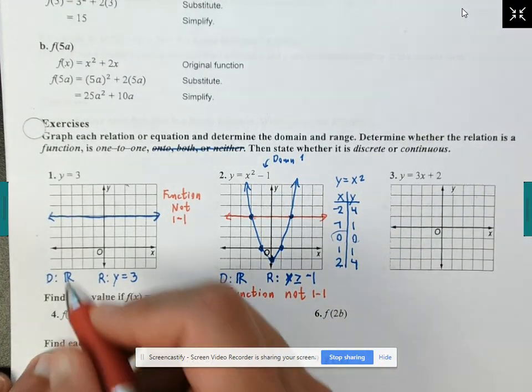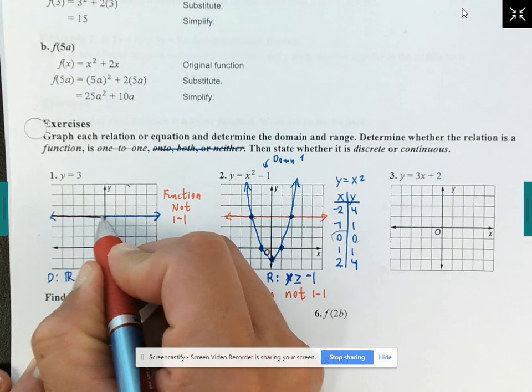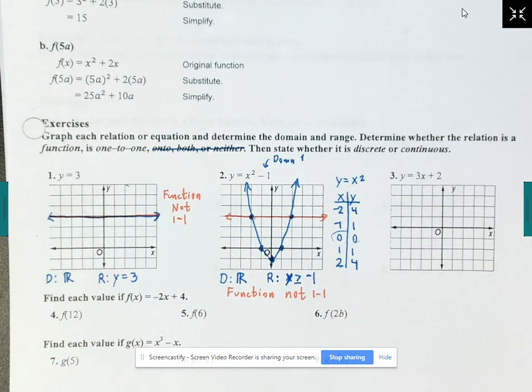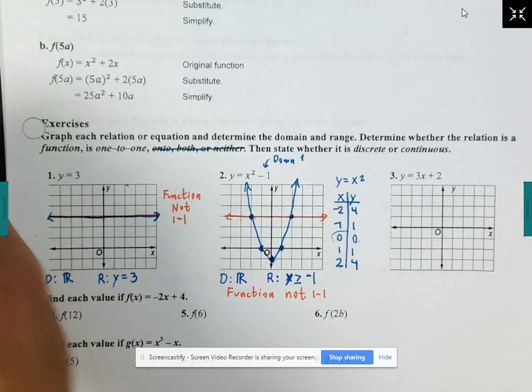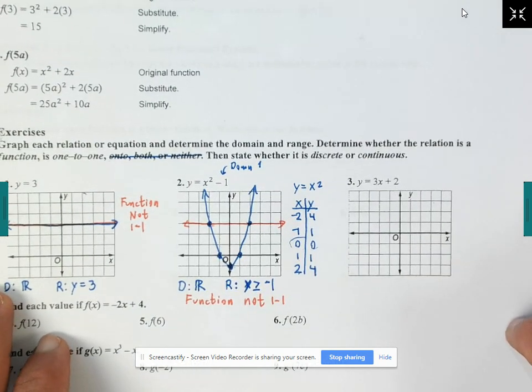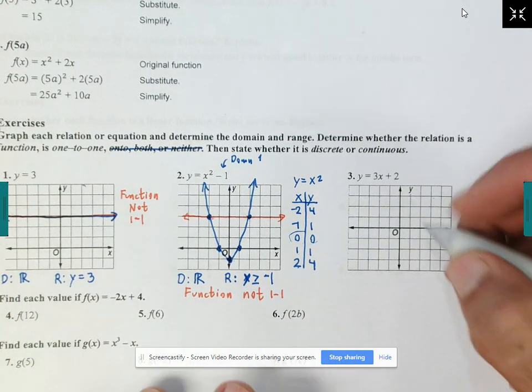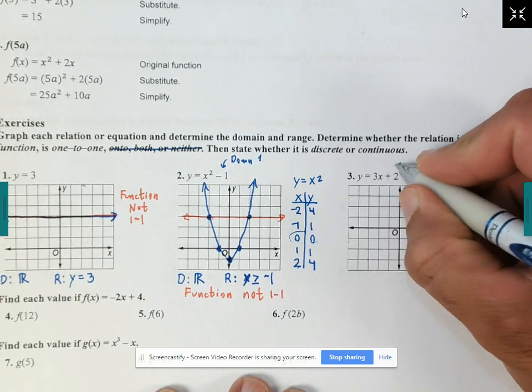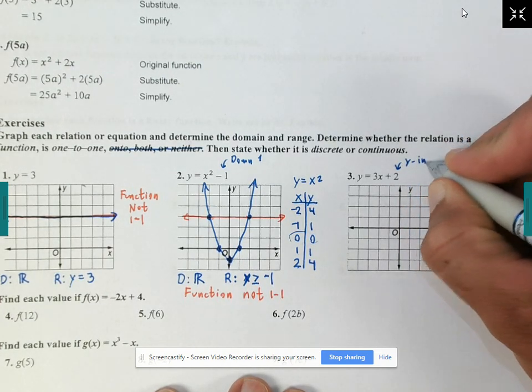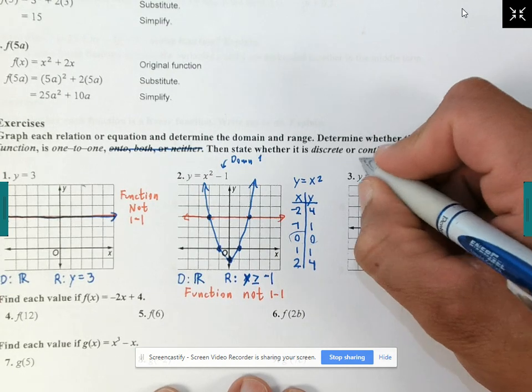Just similarly on this one, if I put a horizontal line here, that's not going to pass. That's not going to pass, okay? So for it to be a one-to-one function, it must pass both the vertical and the horizontal line test. All right, let's move on to number 3. Now, number 3, you can graph it many ways, but let's graph it the way that you used to from Algebra 1. Remember, this is the y-intercept, and this is the slope.